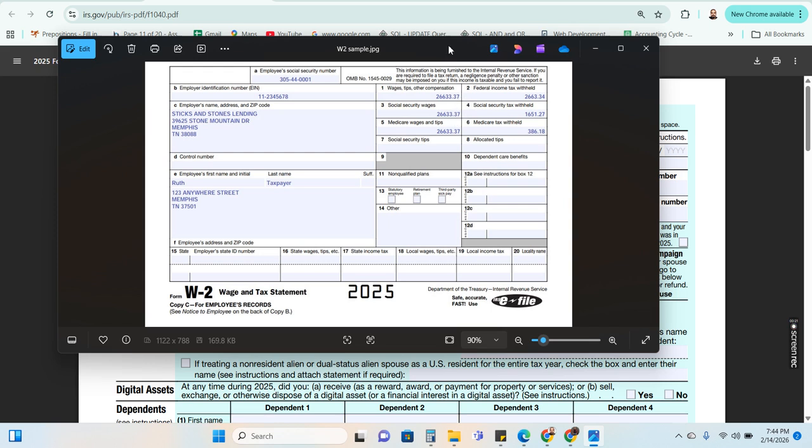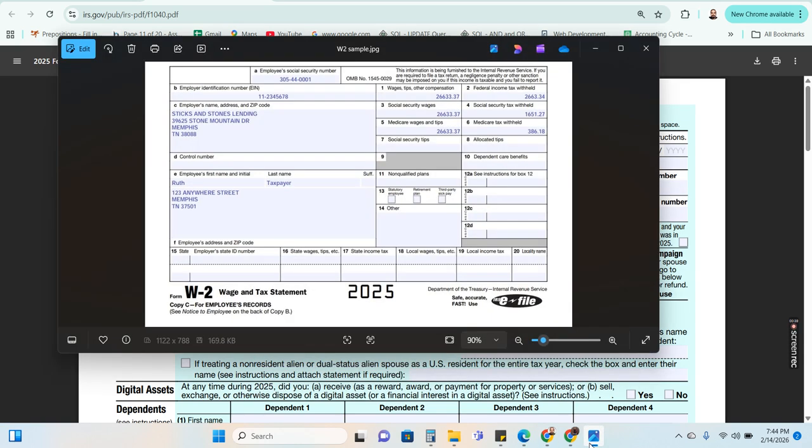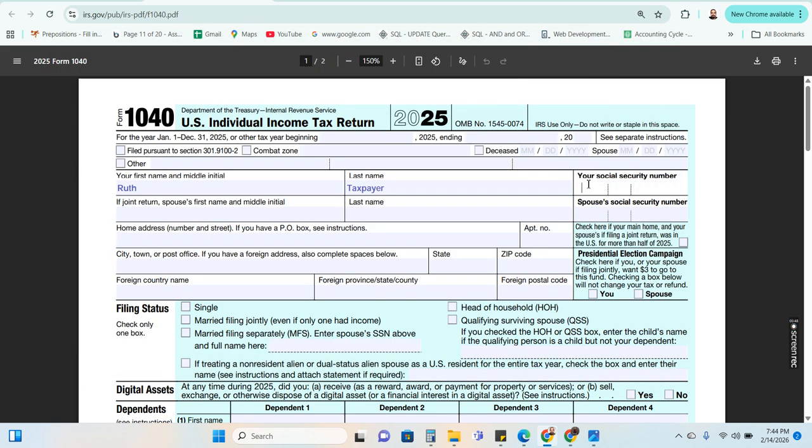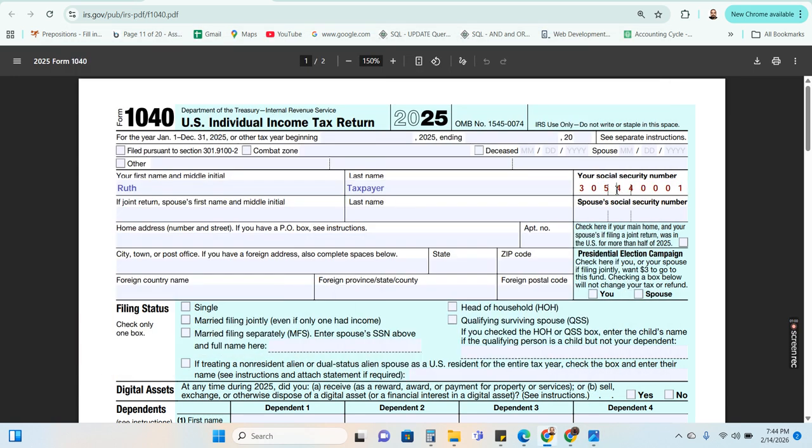This is the W2, as you can see. The employee name is Ruth, taxpayer, and the social security number is 305-44-0001. Let me put dashes.